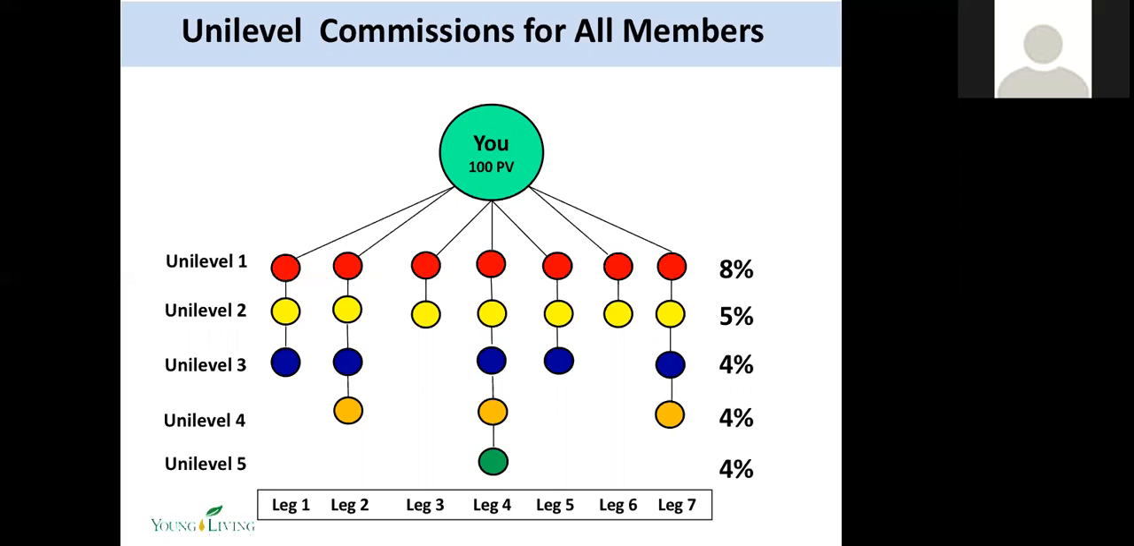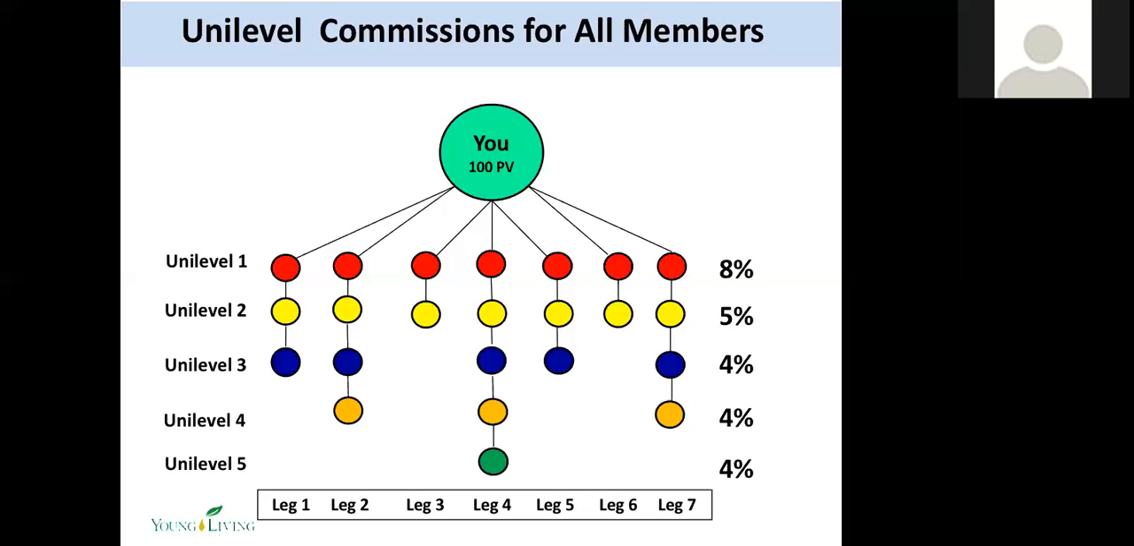Then it depends on the amount of organization group volume, the OGV, that you have. If you're building to a leadership level, it depends on whether you've built your 2 legs in order to be an executive, and then later if you've continued to build those legs and also added the other qualification of PGV, which is personal group volume, to become silver, and then gold and platinum, etc. That will determine how many levels of unilevel you will be paid on.